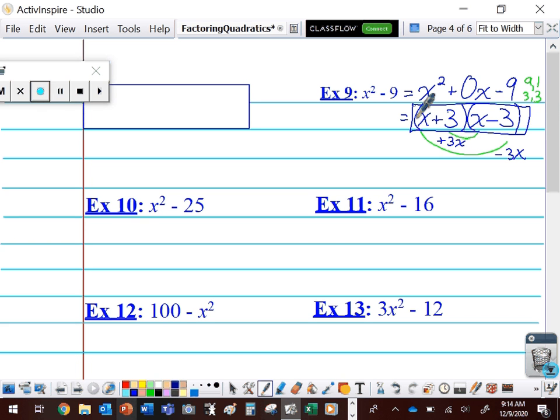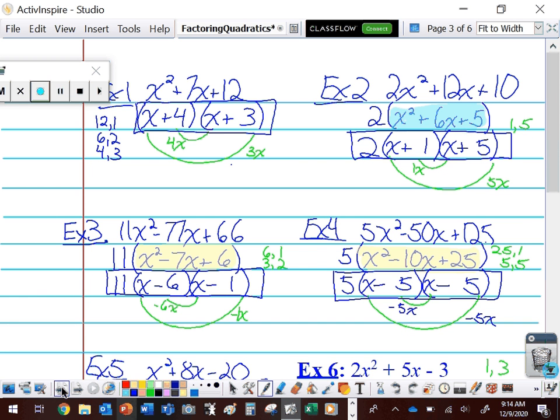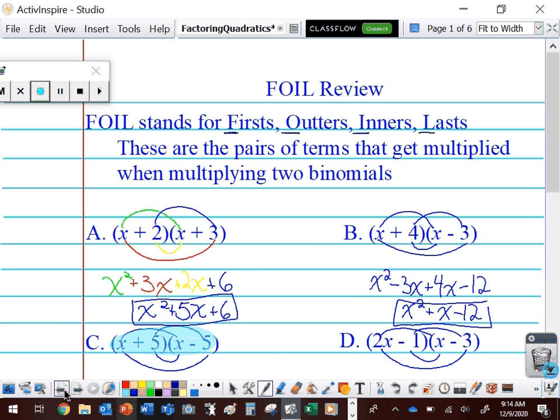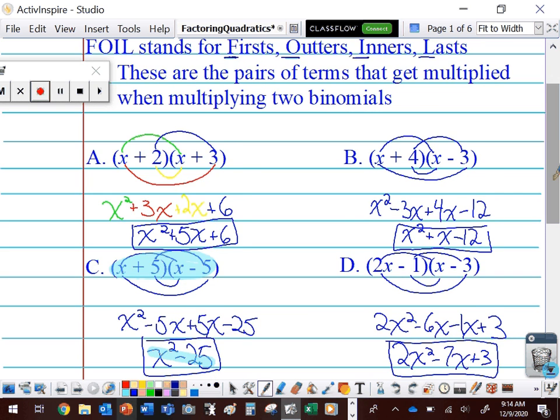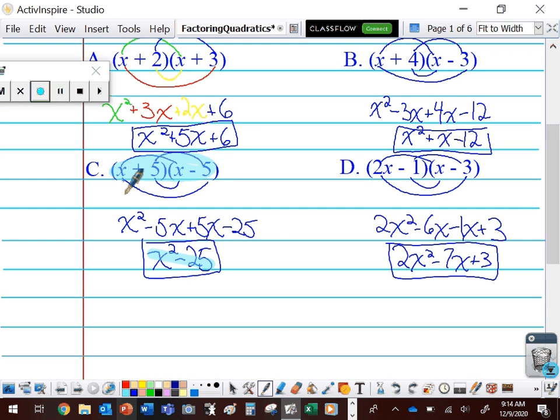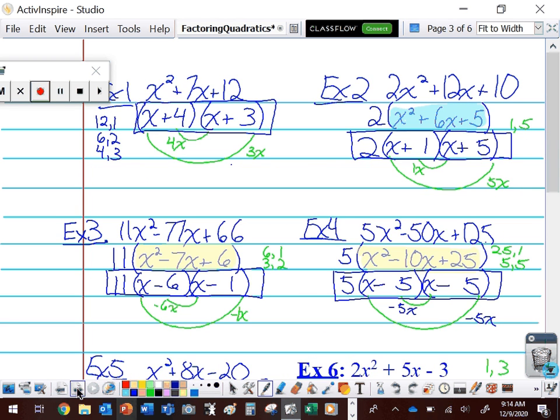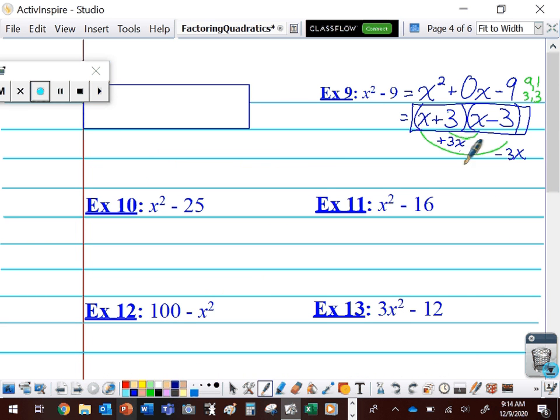Now, if we think back to that very first day of these, when we talked about foiling in the very first video, all the way back, here we go. We had an example kind of similar to this: x plus 5, x minus 5. And we saw that we ended up with x squared minus 25. Those bx terms canceled out. That's going to be pretty consistent with what we're doing today. The exact same thing happened right here. Those 3x's cancel, and I have 0x, which is just x squared minus 9.